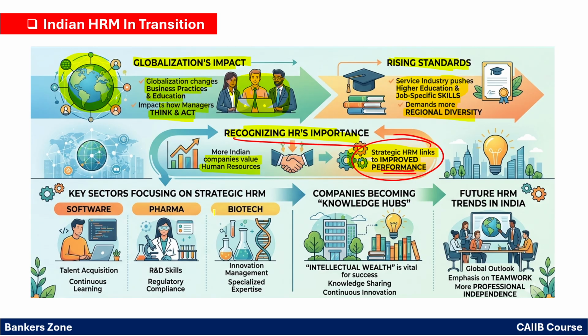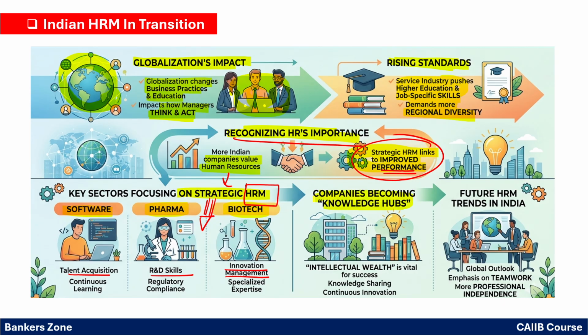Now there are key areas like the software industry, the pharma industry and biotech. They are focusing on the strategic HRM. What is strategic HRM? When you do the human resource management strategically, means simply aligning the goal with the business organization. It is called strategic HRM. So talent acquisition, R&D skill, innovative management, these are the areas where these industries are focusing.